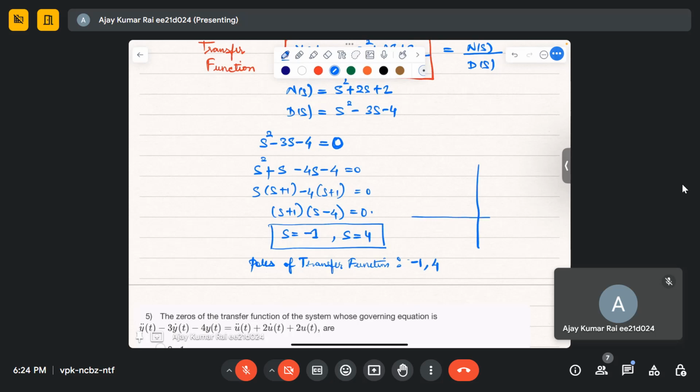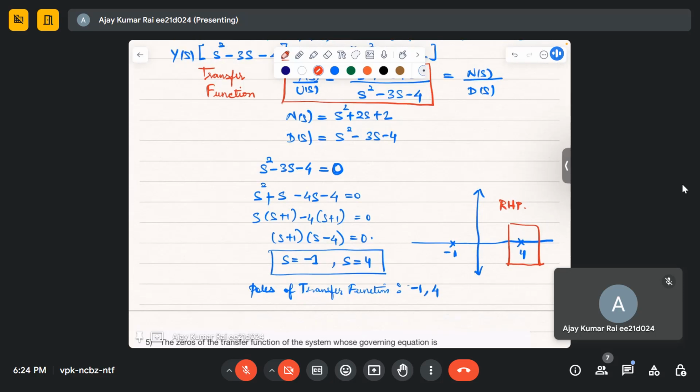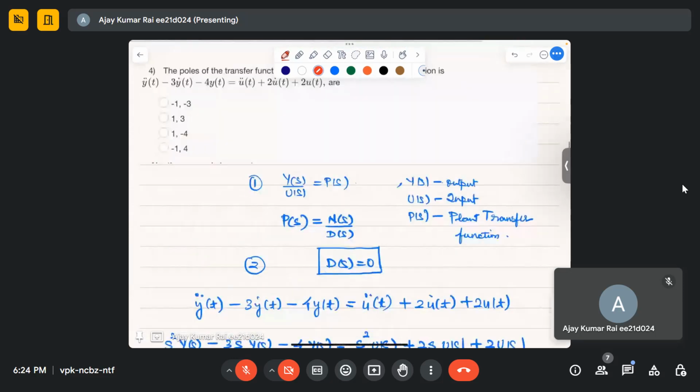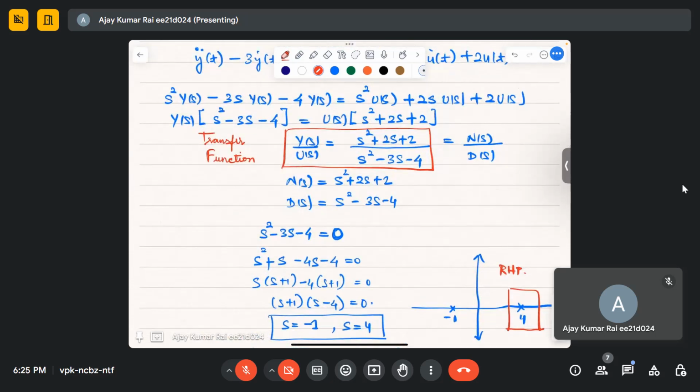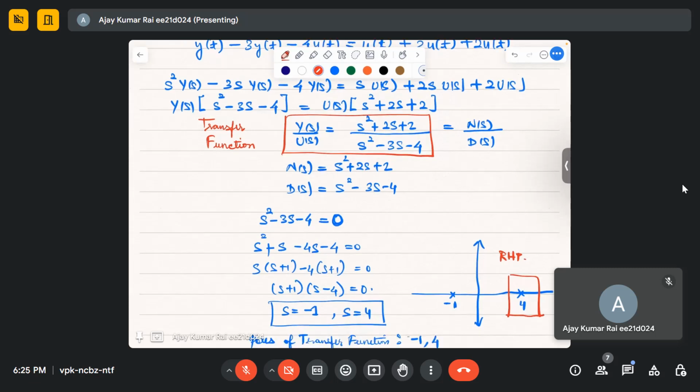If you plot in the s-plane, you plot minus 1 here and plus 4 here. You see this is coming in the right half plane, so we call the system unstable. That is not asked; we are here just to find out where the poles are. Minus 1 and 4. Just check whether I'm doing any mistake or not.